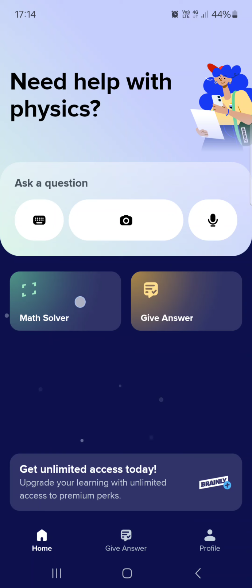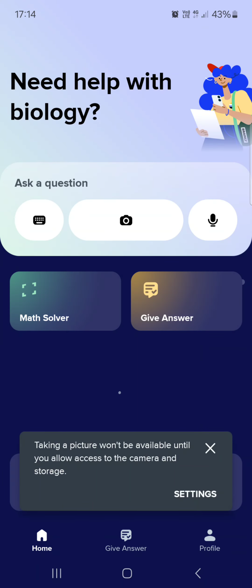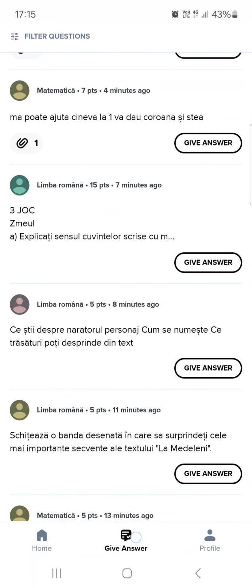Also, we have Math Solver here, which we can use by tapping on this, and then it's going to open up our camera and we can take a picture of the math problem that we have, and it's going to help us solve it. Or we can just give an answer, which redirects us to this menu.